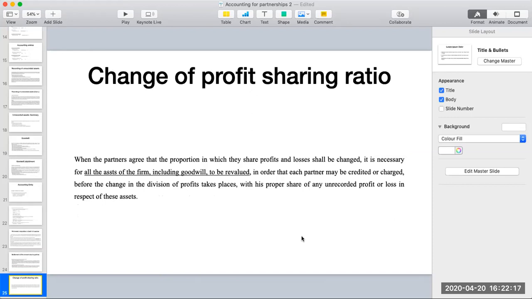Change of profit sharing ratio. If the profit sharing ratio is going to change for any reason, then all the assets of the firm, including the goodwill, have to be revalued. Only then can we identify the correct amount that has to be credited to the partners' accounts. Which means all the unrecorded profits and losses have to be recorded in the accounts to identify the true interest of the partners in the business.